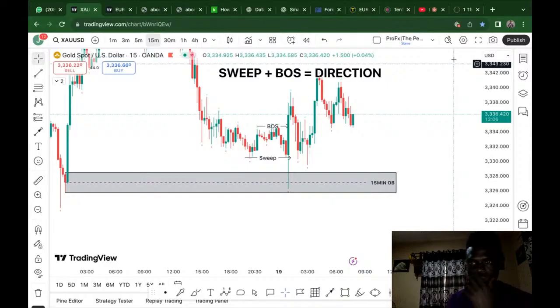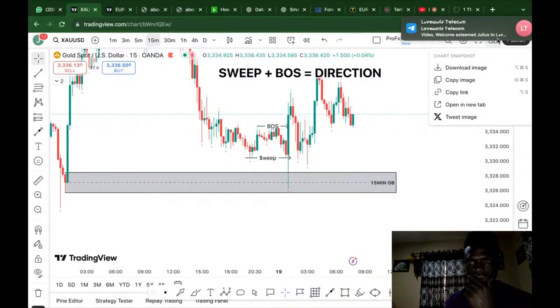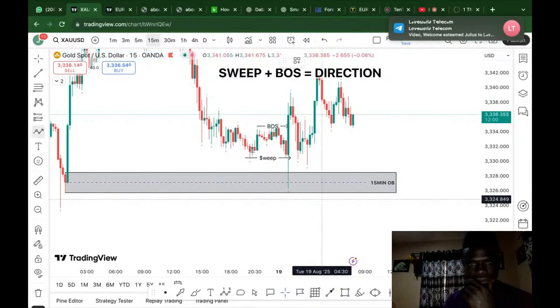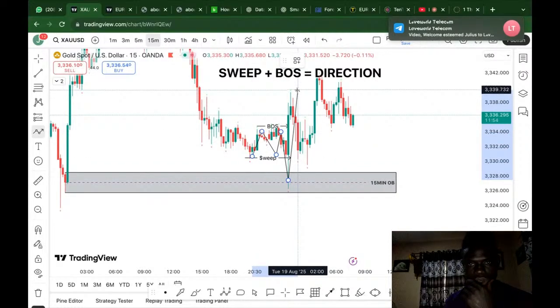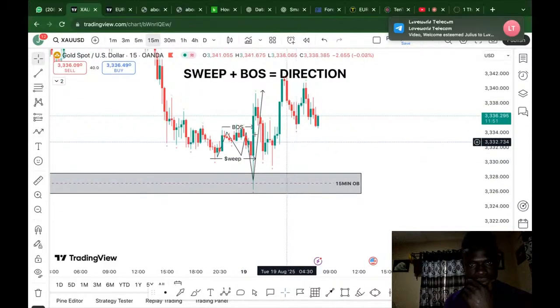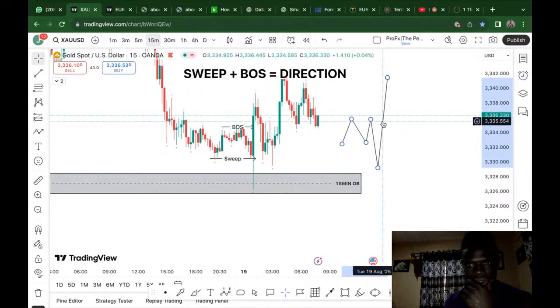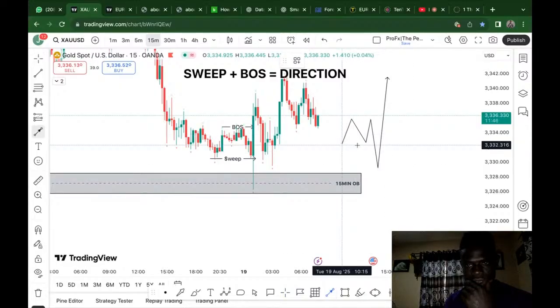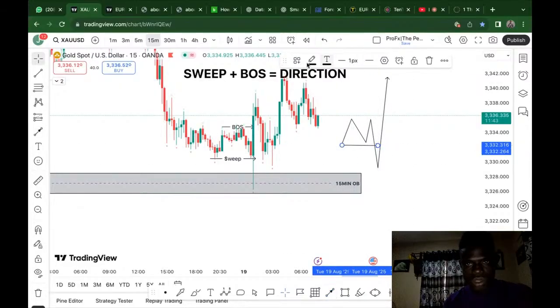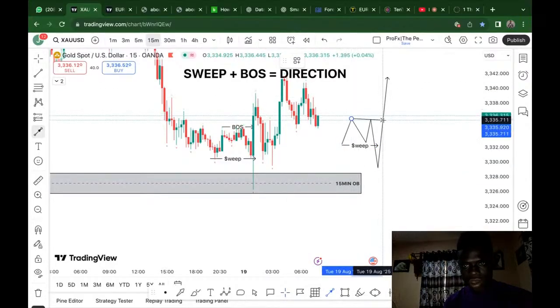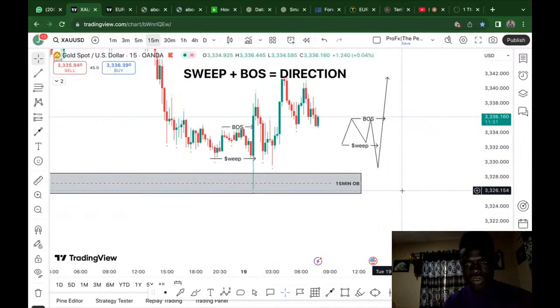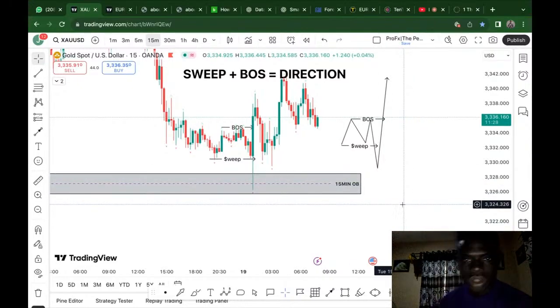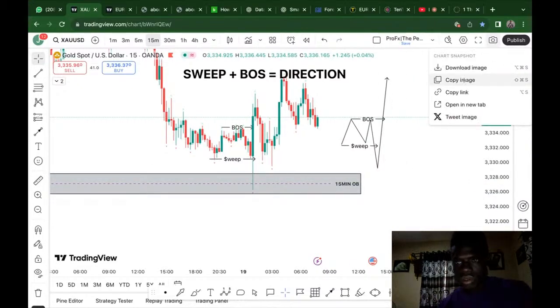Let me just do a sweep plus a break of structure equals what? Direction. That's the pattern there. So I have a sweep of liquidity and we have a break of structure. This pattern gives you what? Direction. Let me screenshot this and send to us.